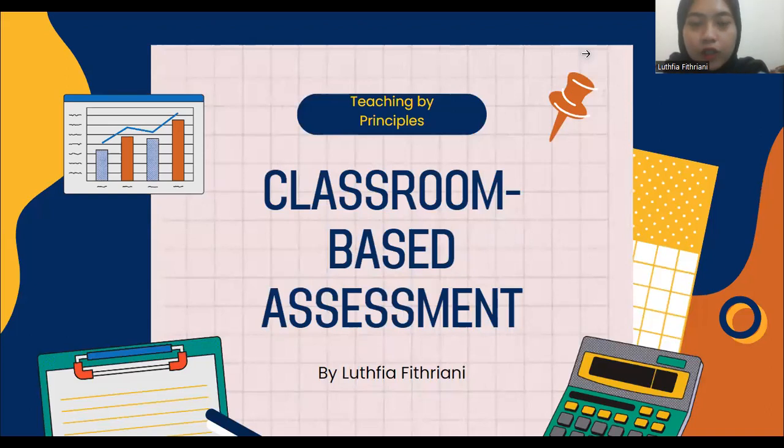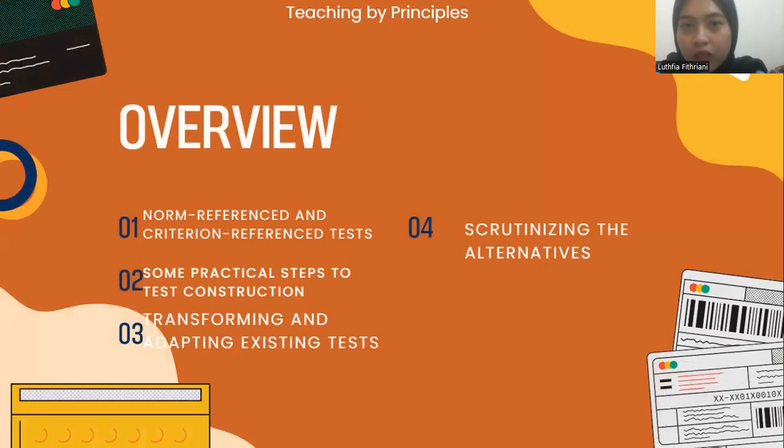Today we are going to learn about classroom-based assessment. There are four topics that we will learn. The first is norm-referenced and criterion-referenced tasks. The second is some practical steps to test construction. The third is transforming and adapting existing tasks. And the fourth is scrutinizing the alternative.